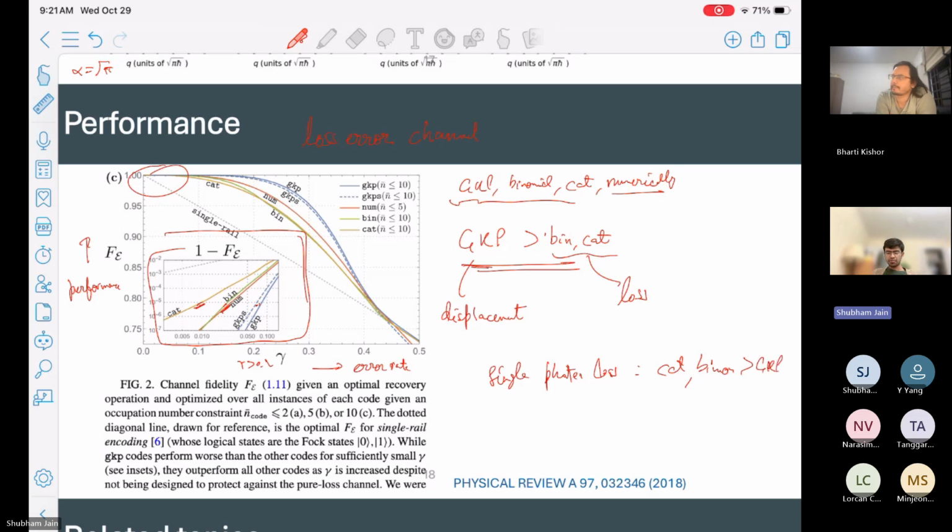But for all practical purposes, I think your loss error rates might not be in this very low error regime. So then the GKP codes just perform better in every sense. They definitely perform better against the displacement noise, and they also protect better against these loss channels, even though the other codes were designed specifically for this channel.